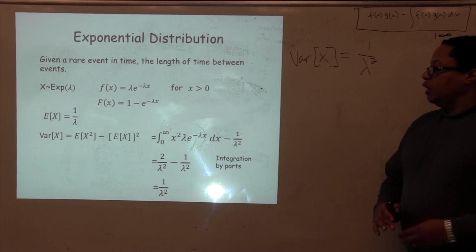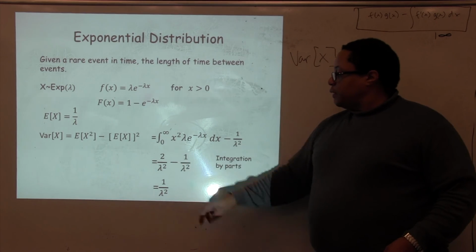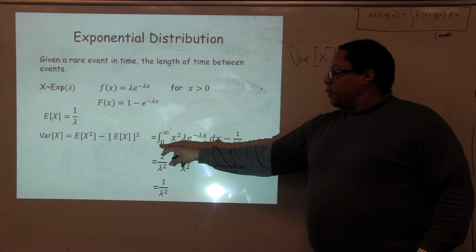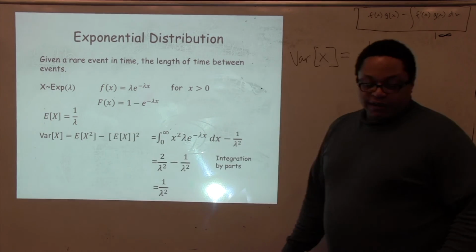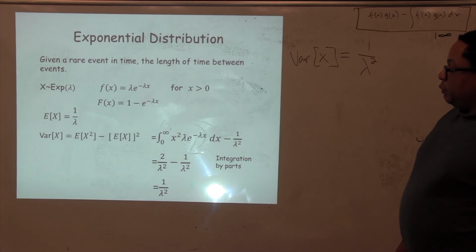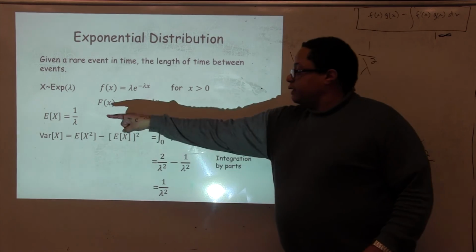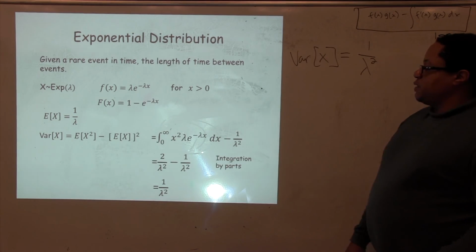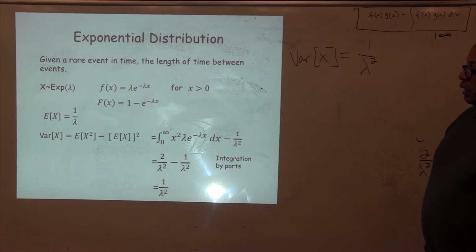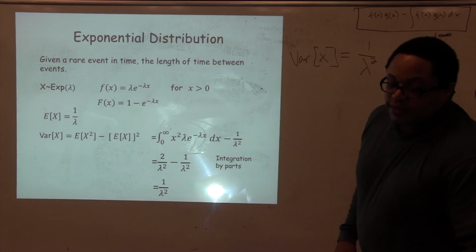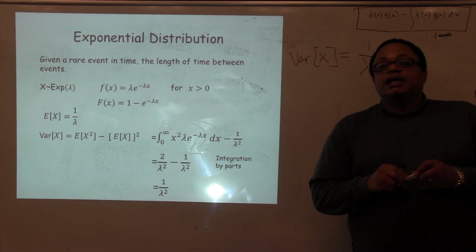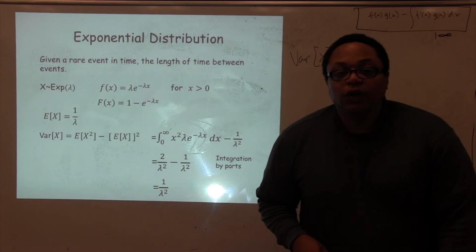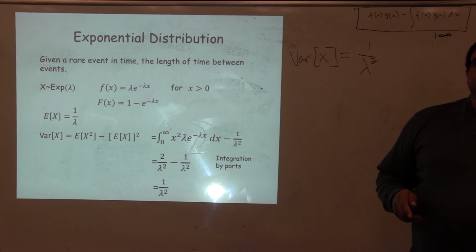Okay, so again, we got this result, 2 over lambda squared, by running integration by parts twice on this first term corresponding to E of X squared from the variance equation. And then we plugged in expectation, took the square of the expectation for the second part, and we get 1 over lambda squared. So with this integration by parts, you can apply it, or unroll it if you will, as many times as you need in order to simplify your expression. Okay.